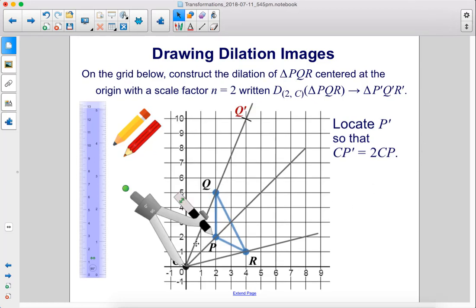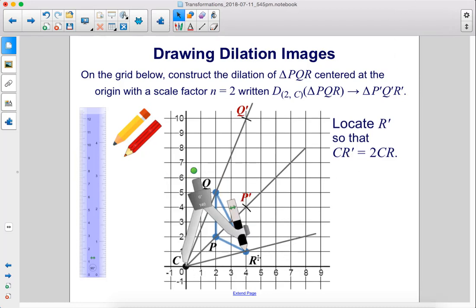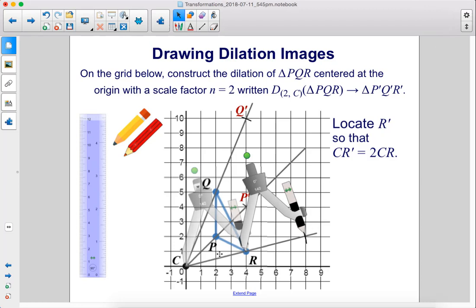Now we're going to find P prime and R prime the same way. So stretch your compass to the distance between C and P. Now pick your compass up, place it down on P, and draw an arc with that same length from C to P. So the distance between C and P prime is going to be 2 times the distance between C and P. Then repeat for R. Measure the distance between C and R with your compass. Then pick the compass up, place it down on R, and draw an arc with the same length maintained.